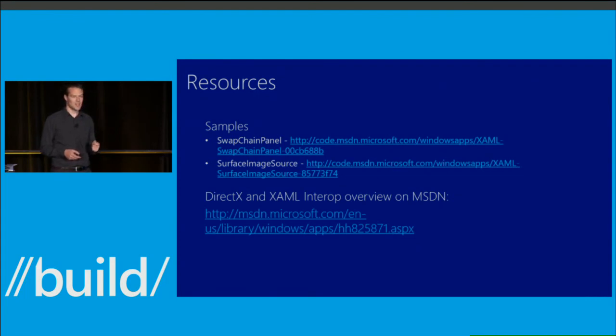The swap chain panel sample, which is brand new, just went up a couple of days ago with the build, and the Surface image source sample has been there since Windows 8, and we're updating that one, but you can use those to see the QueryInterface and all of the other DirectX interop to figure out how to get started. There's also an article from Windows 8 that talks about a lot of the same things that I've talked about today in MSDN.